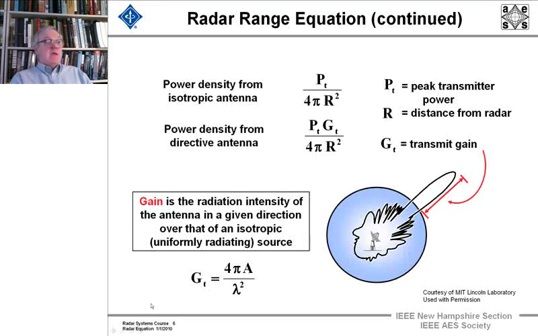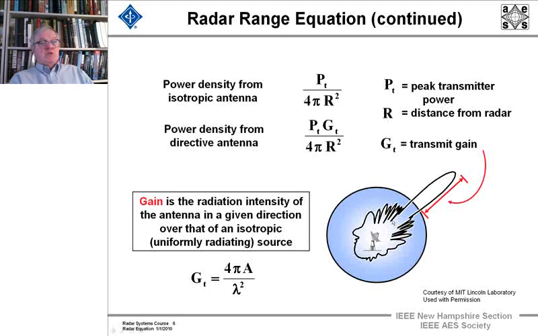And the transmitting gain is 4 pi times the area of the aperture divided by lambda squared. And there are inefficiencies involved we usually note with an A sub E, for the effective area, taking into account the losses that some of the energy will scatter off the struts and the source and things like that.